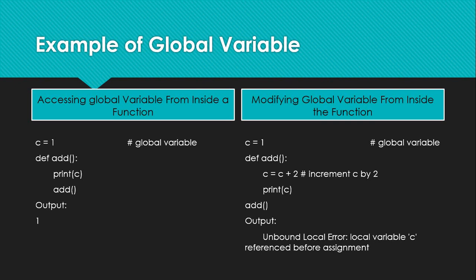If you use the keyword global, then you can alter the value of c. But since you have not used the keyword global there, it throws up an error on screen, and we cannot modify a global variable from inside the function without using the keyword global.